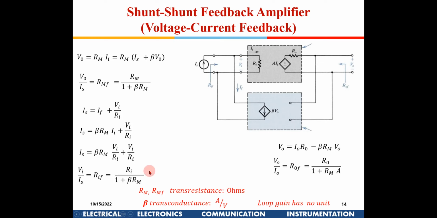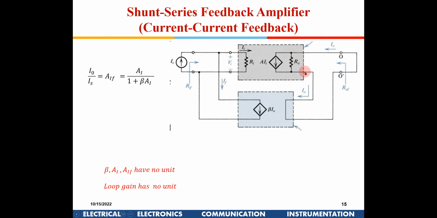Otherwise, again for the gain, V0 divided by I, initially it was Rm, now it will become Rm divided by 1 plus beta Rm. Now I am calling the gain R in this particular case, because the input is current and the output is voltage. So A will be V by I, so instead of calling it A, I am calling it R in this particular case. Is it okay with all of you? Yes, sir. Okay. So this is one, and the last one is current to current.